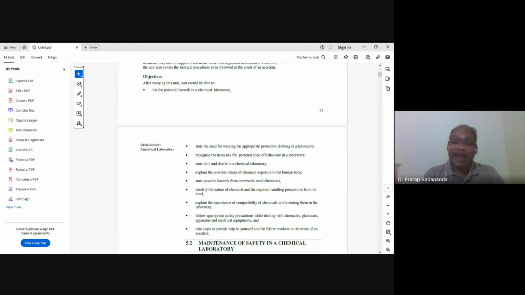So that's why, in storing chemicals, you have to understand which chemical you are storing. That's most important. Now, follow appropriate safety precautions while dealing with chemicals, glasswares, apparatus, and electrical equipment. I told you this several times. With electrical equipment, electrical current passes, and if the equipment is faulty, there will be a shock. That is the issue.